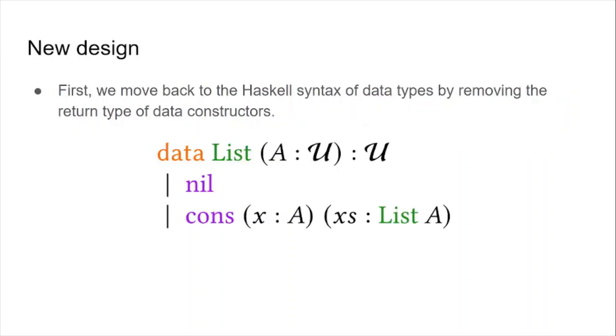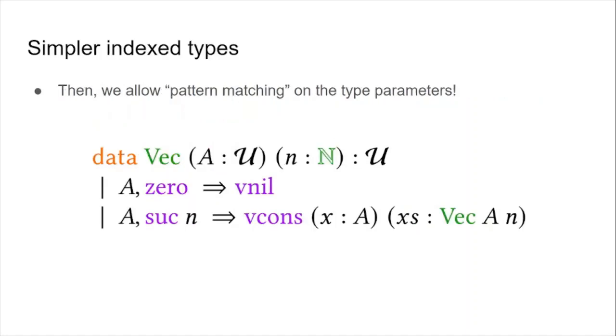First, we stop specifying the return type of data constructors. By doing so, we obtain a syntax that is very similar to the Haskell standard data types. Then, we allow pattern matching to be performed on the type parameters of an inductive type. The constructors remain the same. This example pretty much explains everything you need to know about simpler indexed types, but here are some technical details.